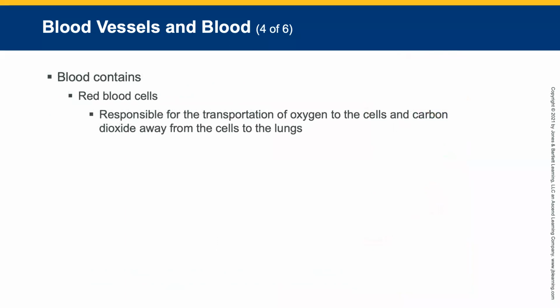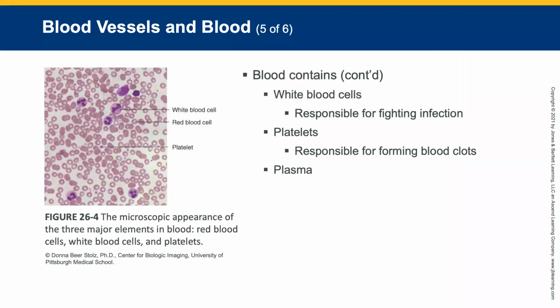So we do know that red blood cells are responsible for transporting oxygen to the cells and carbon dioxide away from the cells to the lungs. White blood cells, there are different kinds. We have our platelets and our plasma. The white blood cells are responsible for fighting infections. That's the reason why, when you get your blood checked, they always check your RBCs and your WBCs, which are your red and white blood counts.